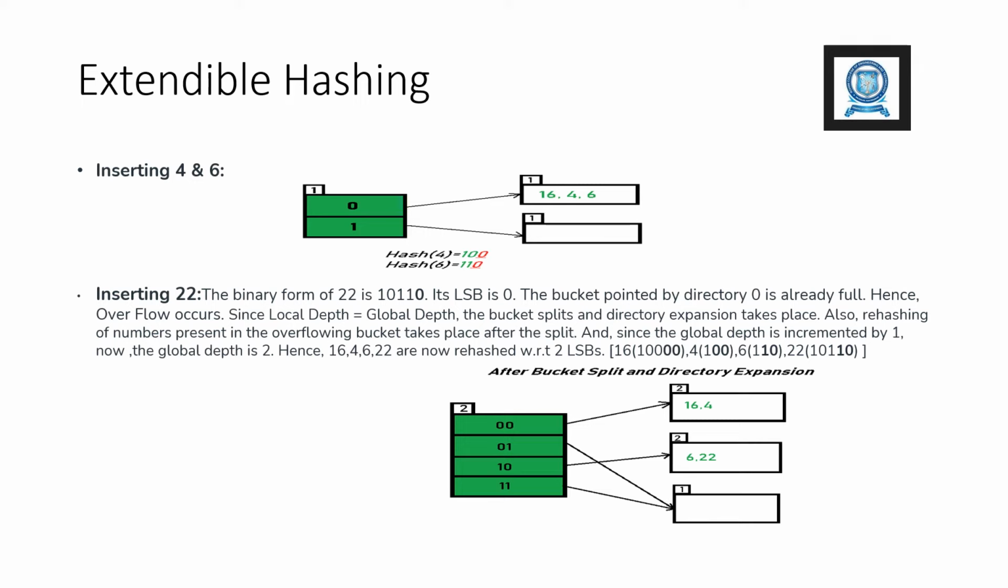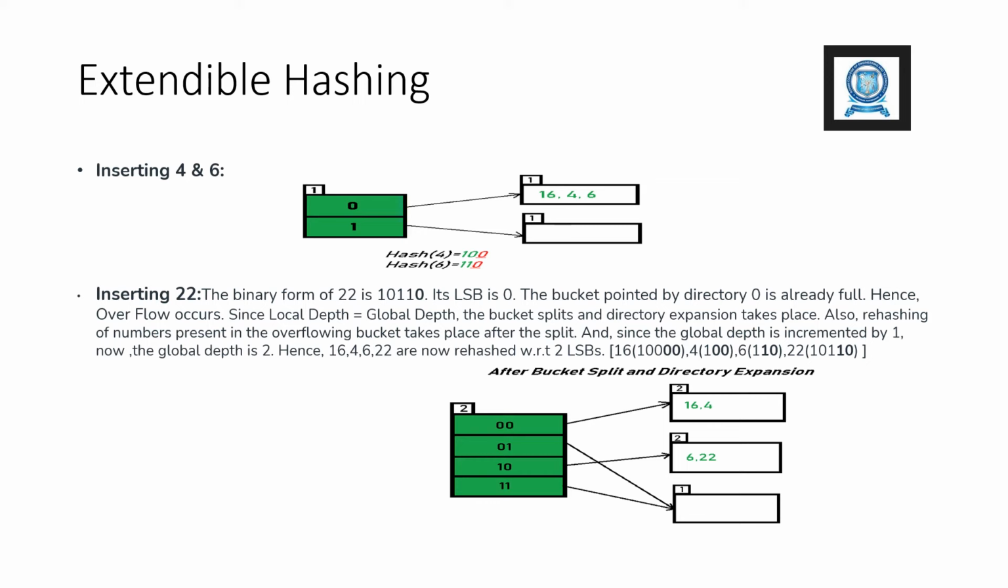Next, insert the elements 4 and 6. Now the LSB is 0, so they can be inserted into the bucket where the element 16 is inserted. And next, insert 22. The binary form of 22 is 10110. Its LSB is 0. The bucket pointed to by directory 0 is already full.